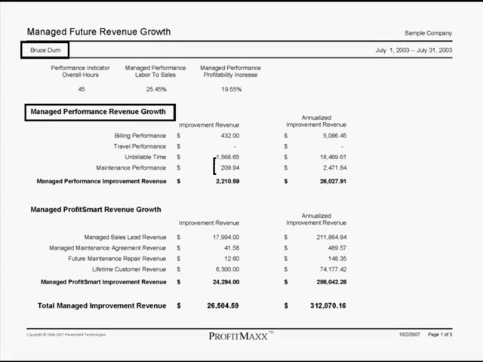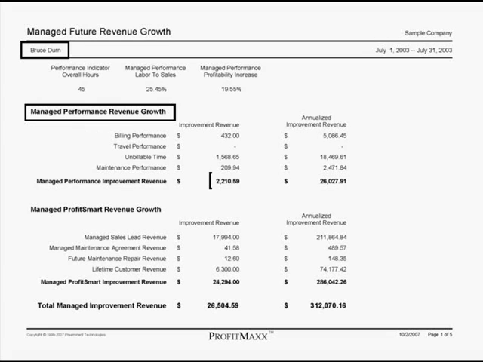Maintenance performance is Bruce's bottom line potential revenue increase from the maintenance performance analysis report. Bruce could have potential increases of $209. Over the course of a year, this totals an additional $2,471.